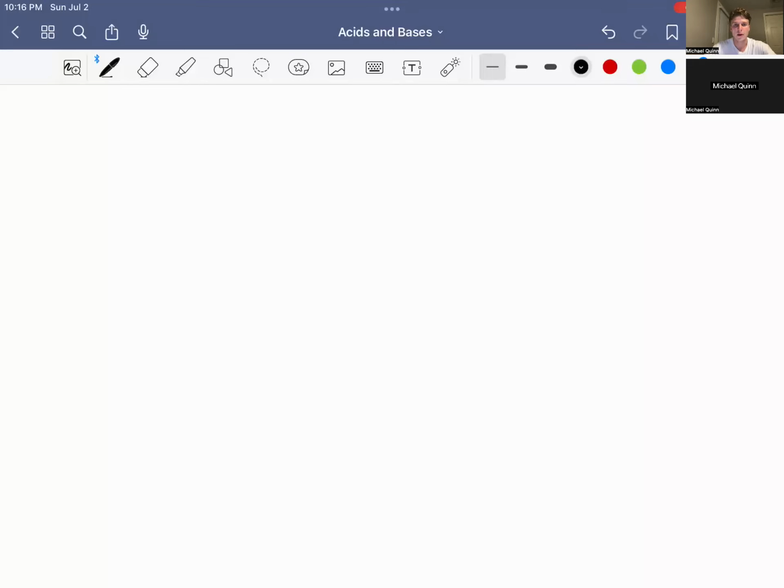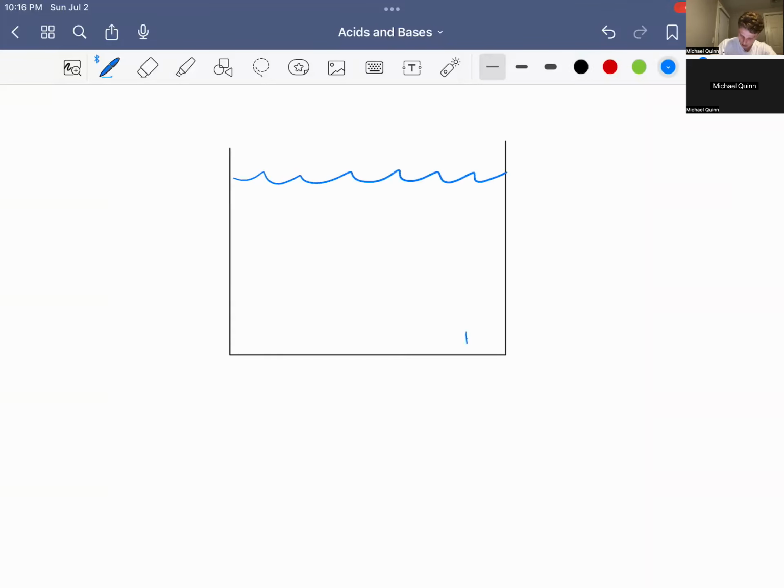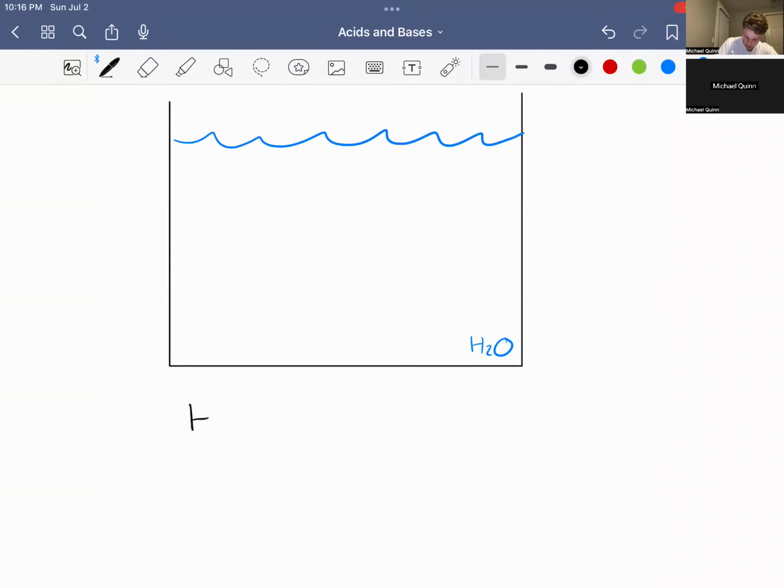Now that we've gone over how to write an equilibrium expression for an acid and a base reacting with water, there's one more really important reaction that we need to know how to write an equilibrium expression for. If we have a beaker with just water in it, what is the reaction that is going on in this beaker? So this will be H2O liquid plus H2O liquid.